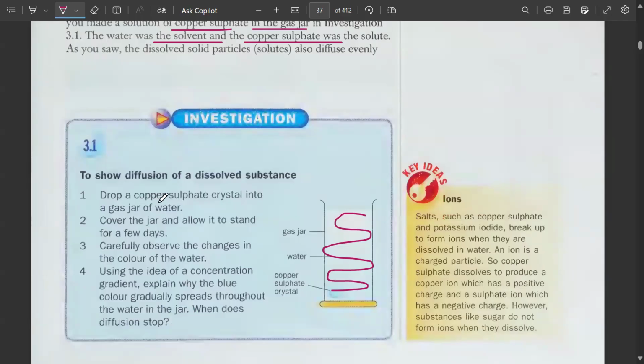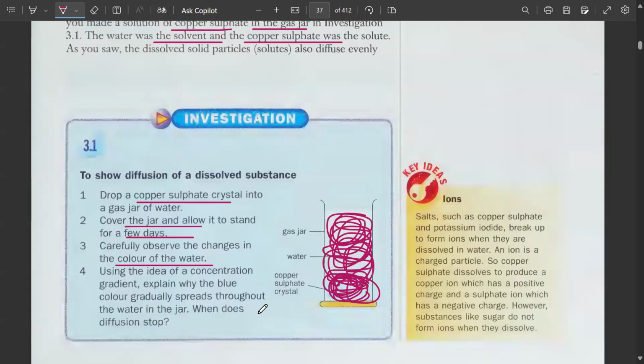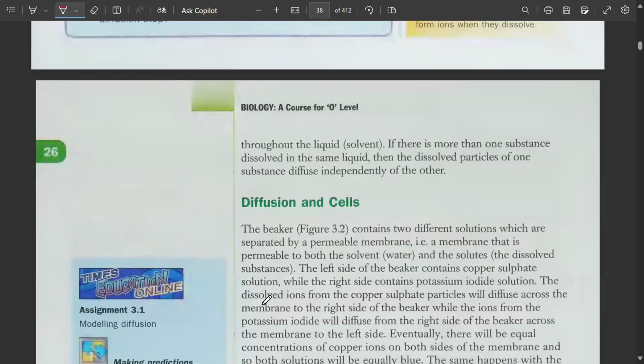So if we investigated, drop a copper sulfate crystal into a gas jar of water, cover the jar for a few days, observe the changes in color of water. शुरू में क्या होगा? नीचे वाला हिस्सा ज्यादा डार्क होगा, फिर आहिस्ता आहिस्ता आपको पता लगेगा इवनली कलर पूरे जार का एक ही हो चुका है. So this is what is happening to the jar.